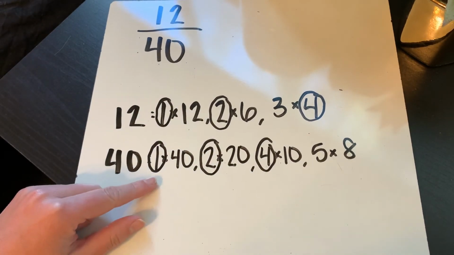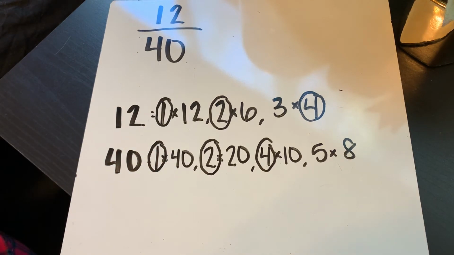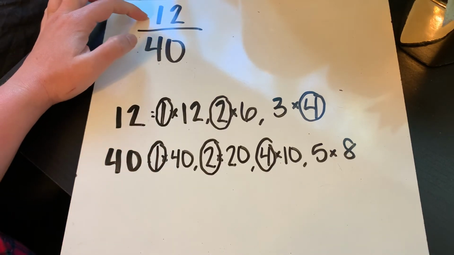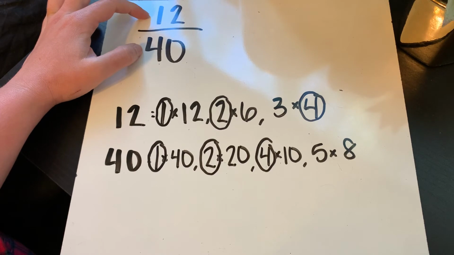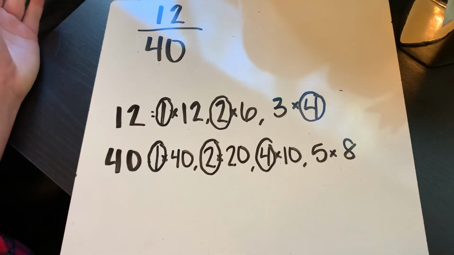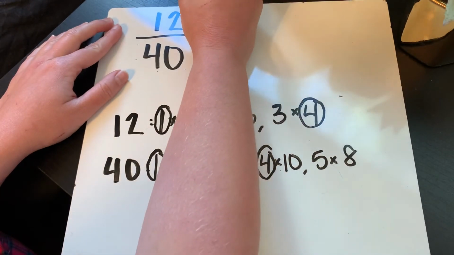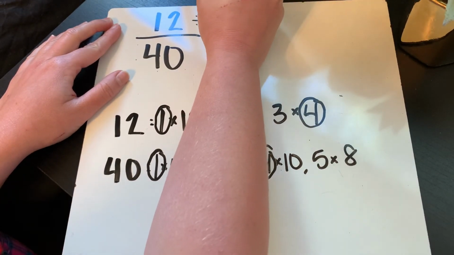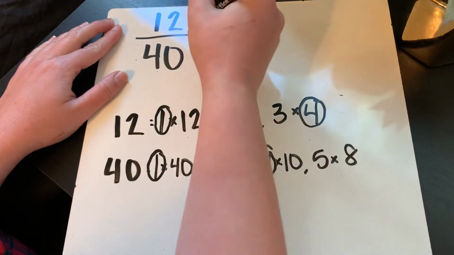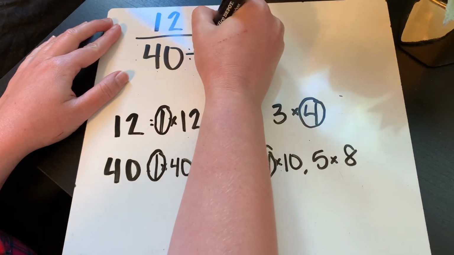We also don't simplify with 1, if you can remember, because if we tried to divide 12 over 40 by 1, it would stay the exact same. So I'm going to divide them by 4. So I'm going to come up top. I'm going to be dividing the numerator by 4 as well as the denominator.